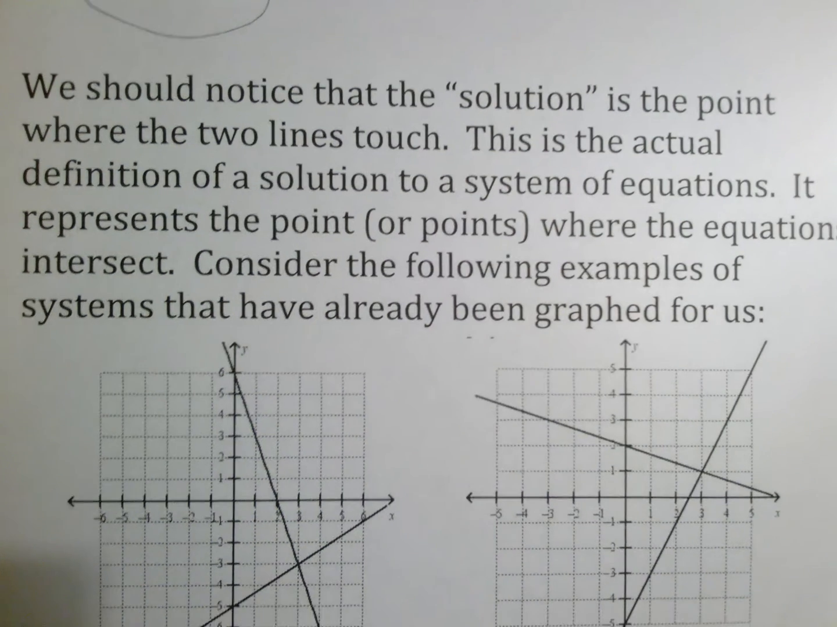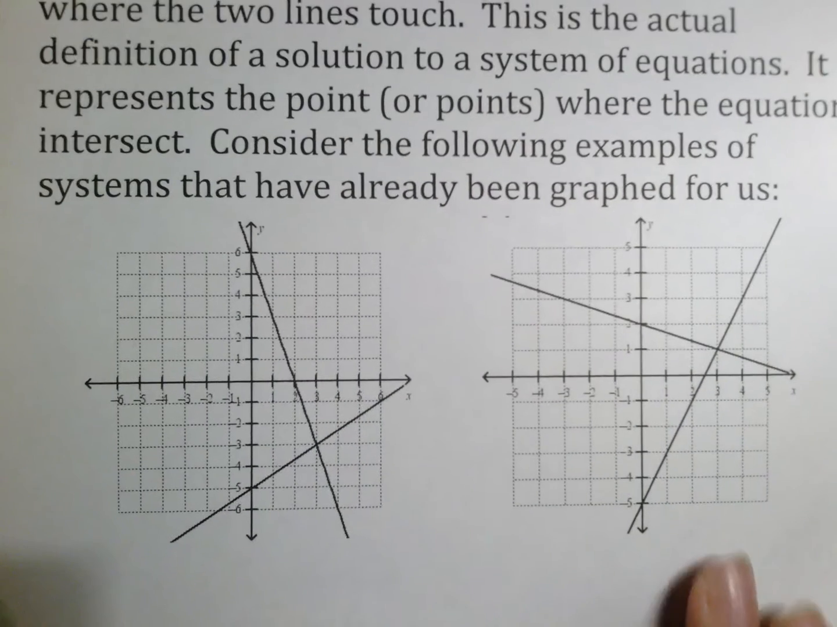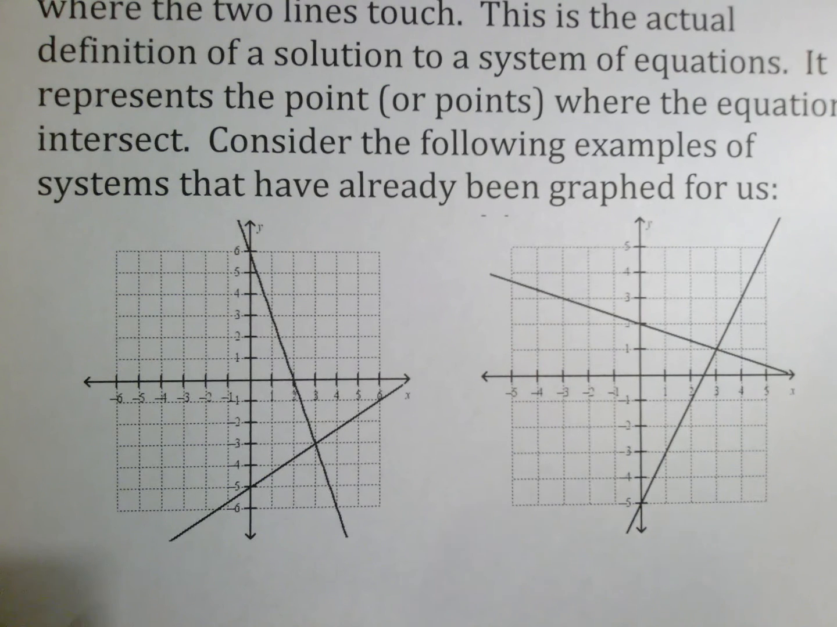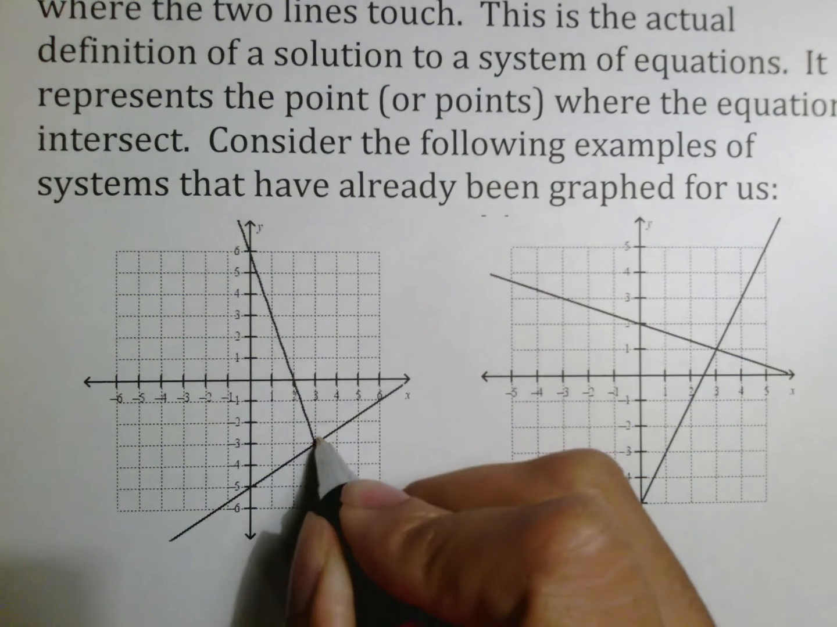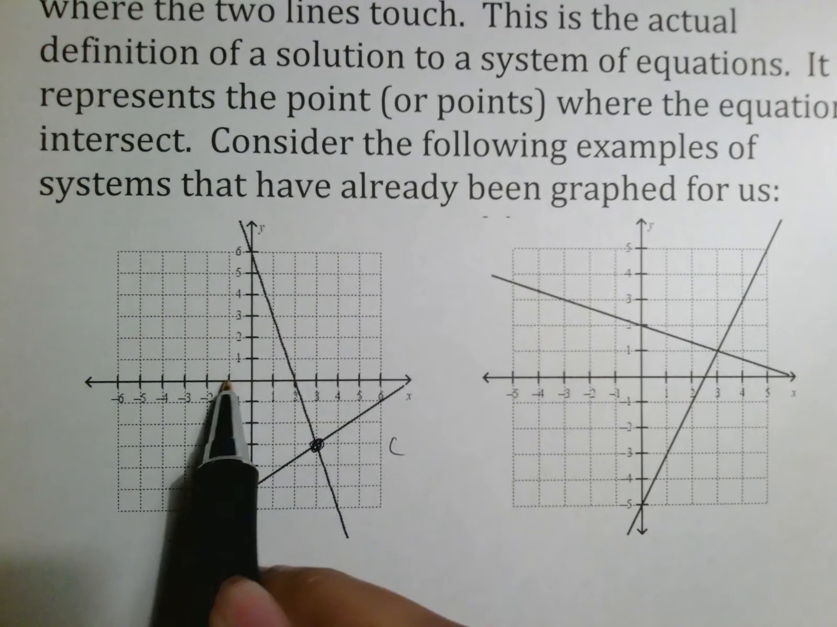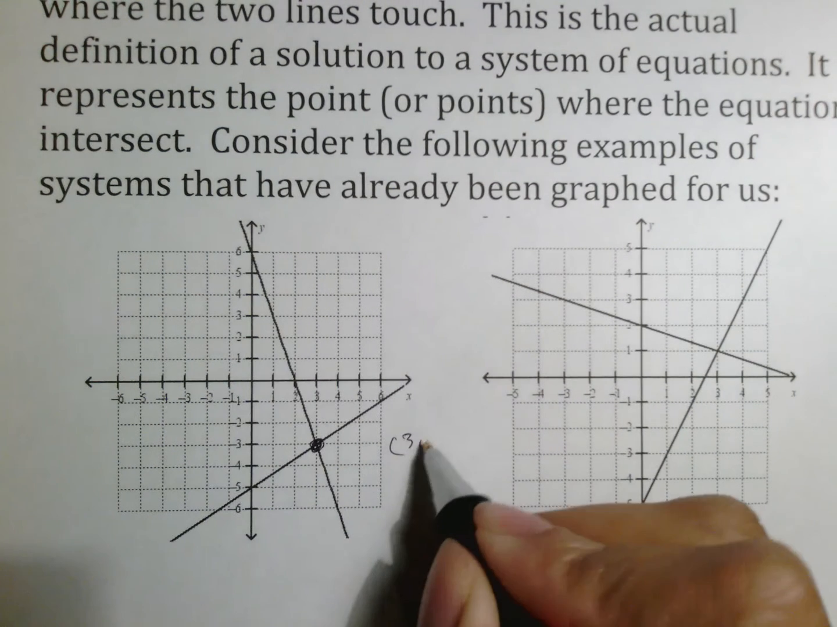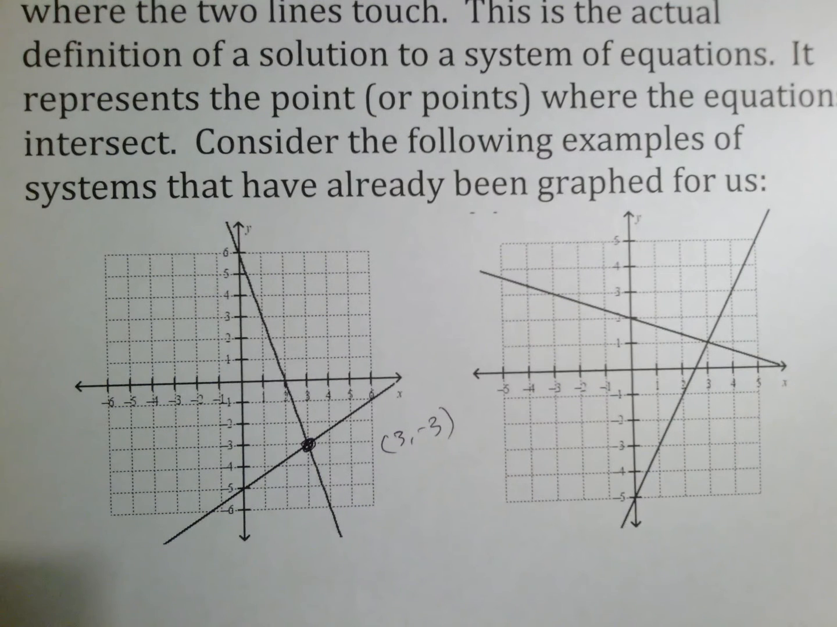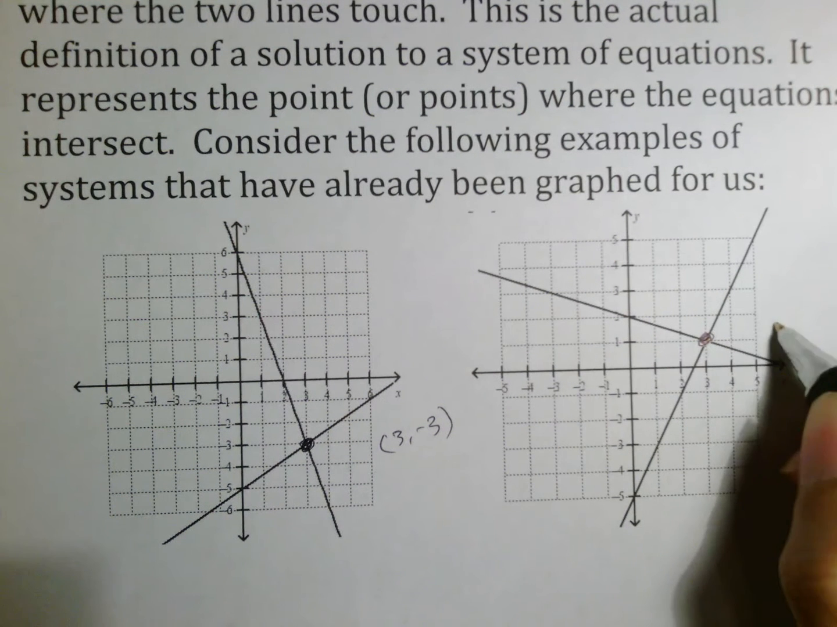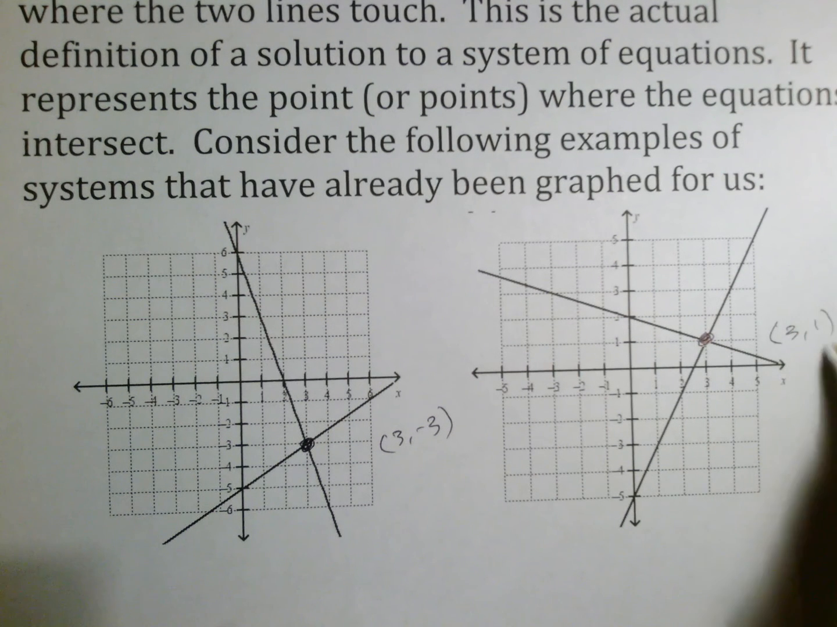Consider the following systems that have already been graphed for us. So if you see this question on here and it says, what is the solution of the equation? First thing you do is remember that the solution is the point that both lines have in common, which is right here. And all you have to do is write down the coordinate, which is 3, -3. And that's it. There is no work on that. Here again, if you were asked to find a solution of this, you find a point where they both cross and you give the proper ordered pair of 3, 1.